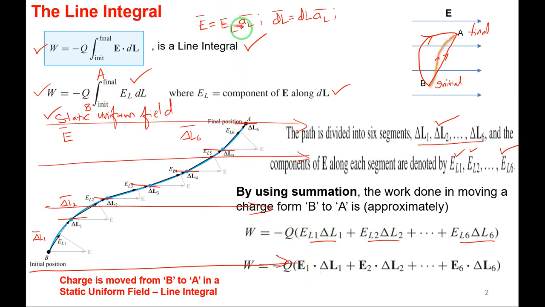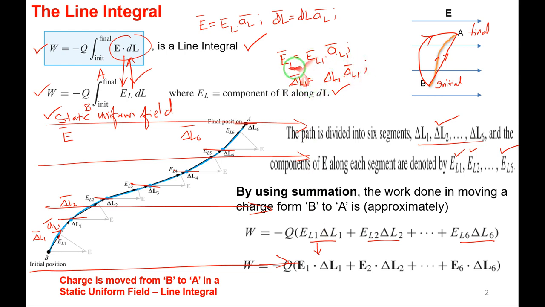Just see here, instead of vectors we have written magnitudes. From magnitudes, we can write in the form of vectors, right? Once again, the same thing we are following. This we have written in terms of vectors: EL1 into delta L1, so E1 vector dot delta L1 vector. What is this E1 vector? It is nothing but EL1 into AL1, where AL1 is the unit vector for the first line segment. And the delta L1 vector is nothing but the magnitude delta L1 into the unit vector AL1.